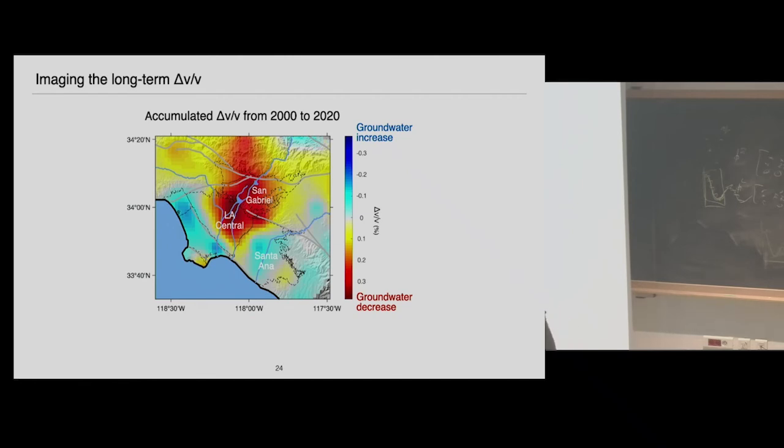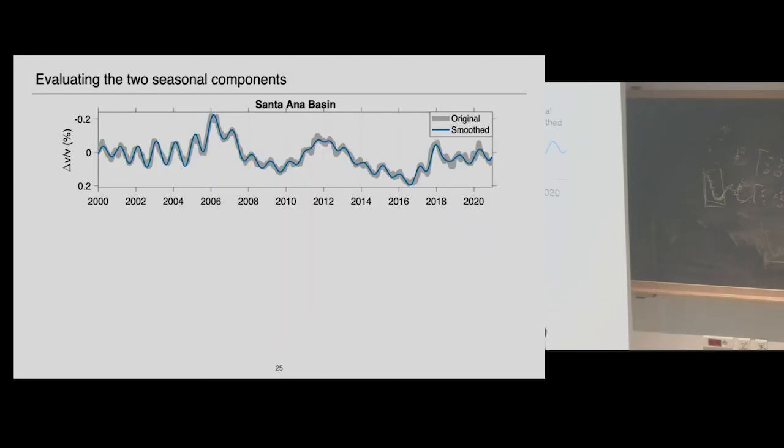What's particularly interesting to me is that if we look at these two neighboring basins, the border between these two basins is a county line. It's a pure municipal border, so that means there is no natural barrier for groundwater flow. But we observe opposite signs of cumulative changes in these two basins. So what's the reason? We're trying to find out the answer by looking at the temporal changes.